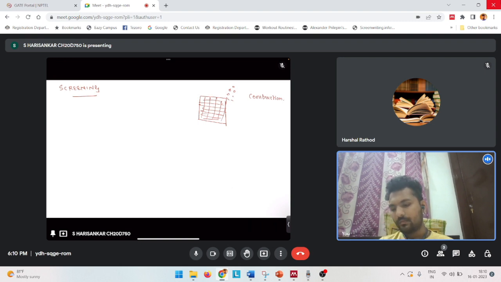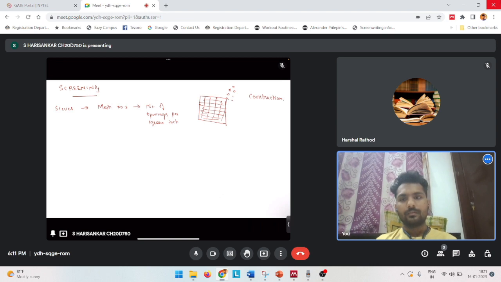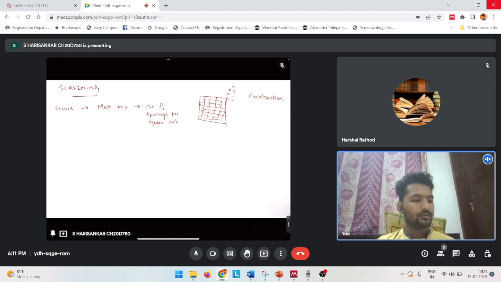So when we talked about screening, we talked about the different sieves and how these sieves are represented using mesh numbers. And we defined mesh number, which is basically the number of openings per square inch. So now let us look into a term called effectiveness of a screen.